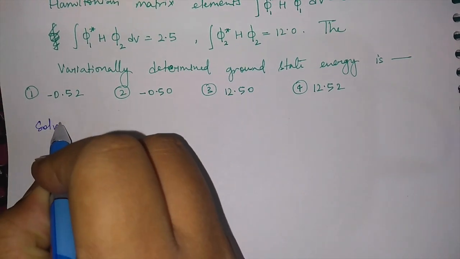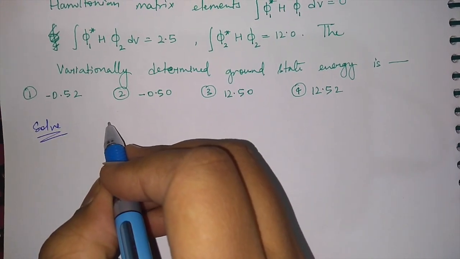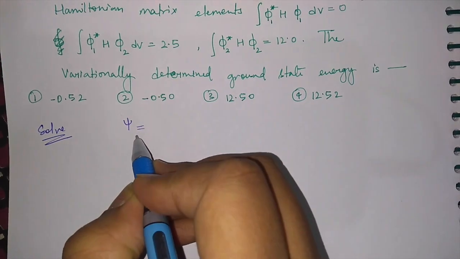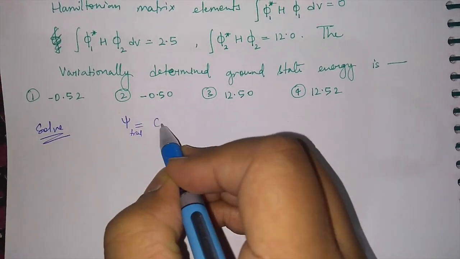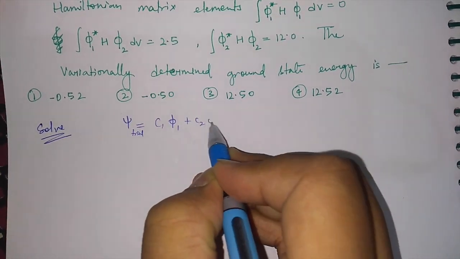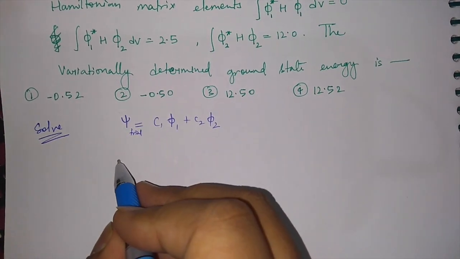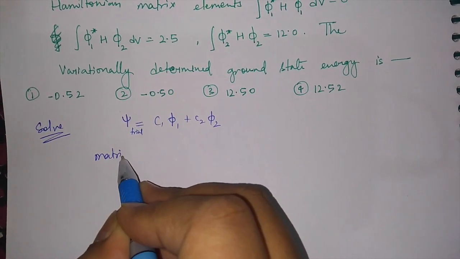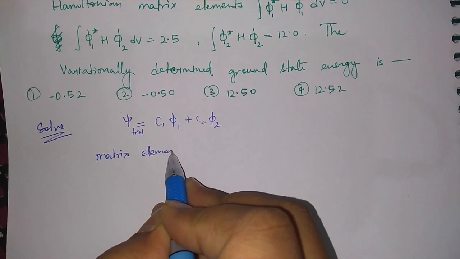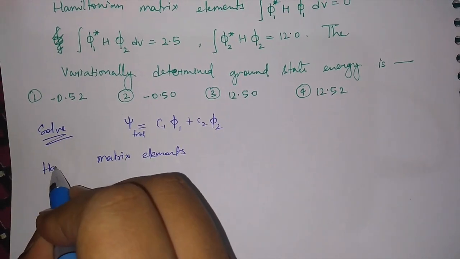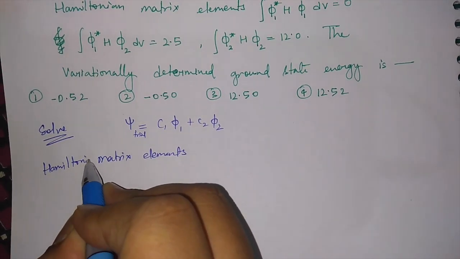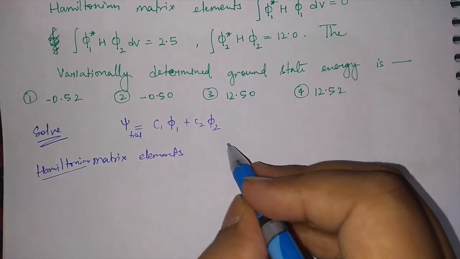So how to solve this question? Let's try to do it. First of all, your trial wave function, psi trial, is C1 phi 1 + C2 phi 2. So this is what our trial wave function is. Now the matrix elements, and that too Hamiltonian matrix elements, are given like this.